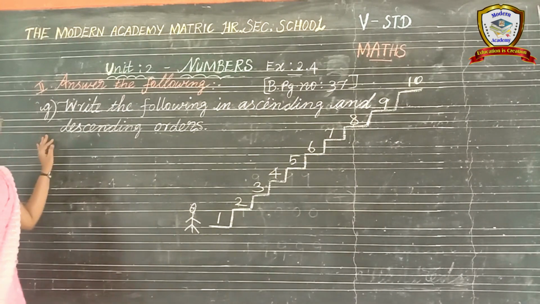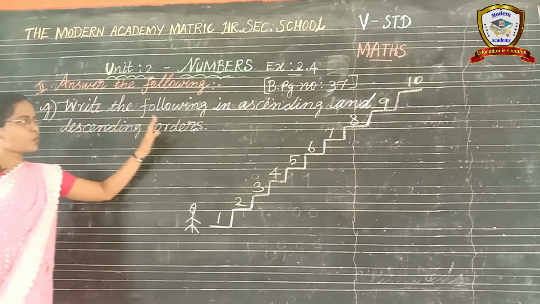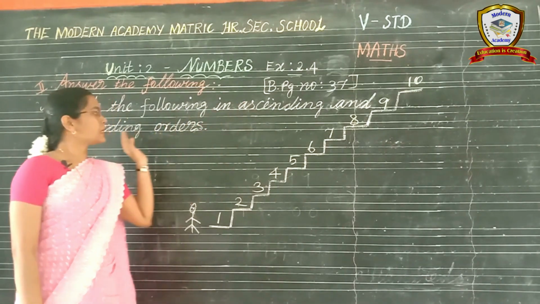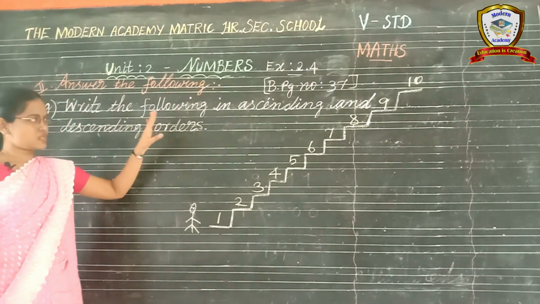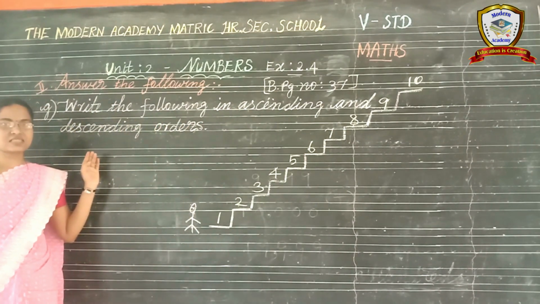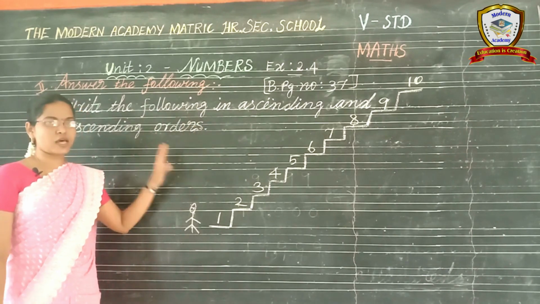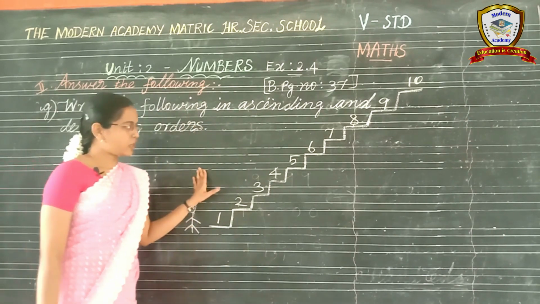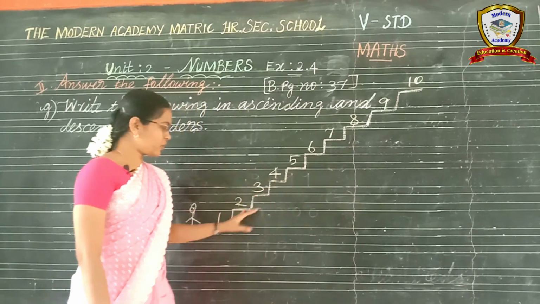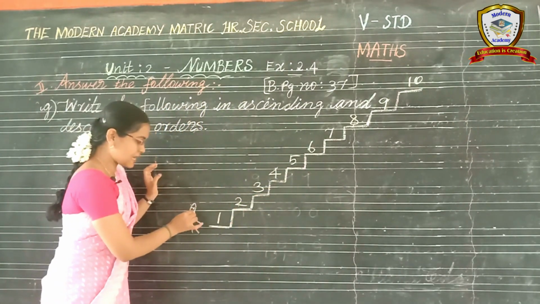Okay students, next we are going to see second Roman G sum. Write the following in ascending and descending orders. Ascending order and descending order you already learned in previous classes. I am going to give an example for ascending order and descending order. Listen carefully. Look at this picture. Here 10 steps are given.